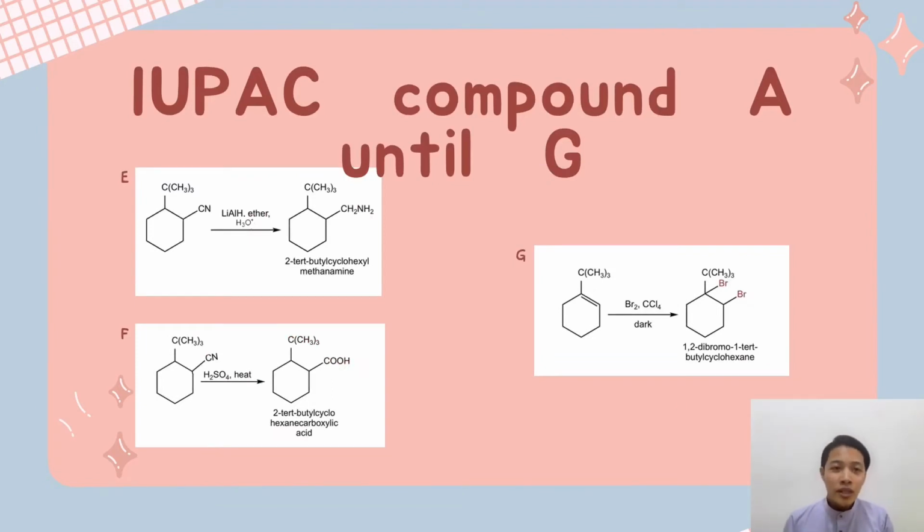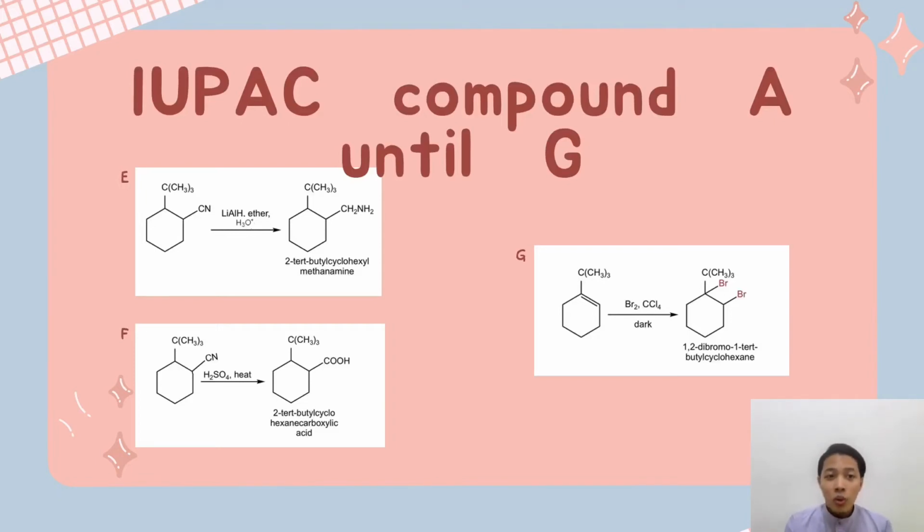For E, 1-butyl-2-cyanocyclohexane reacts with lithium aluminium hydride, LiAlH4, in ether and H3O+ to produce a primary amine. The primary amine will be the parent and the rest will be the substituent. The name is 2-butylcyclohexyl methanamine.